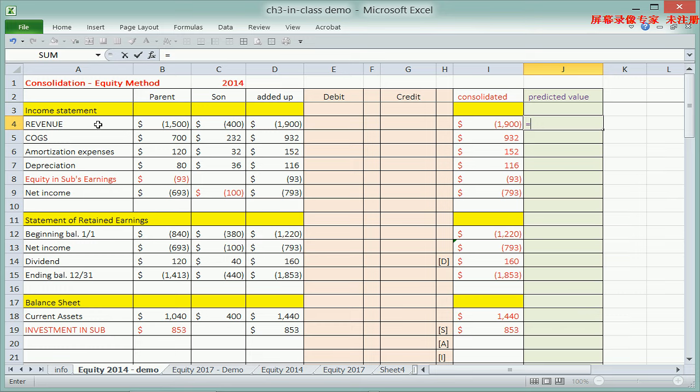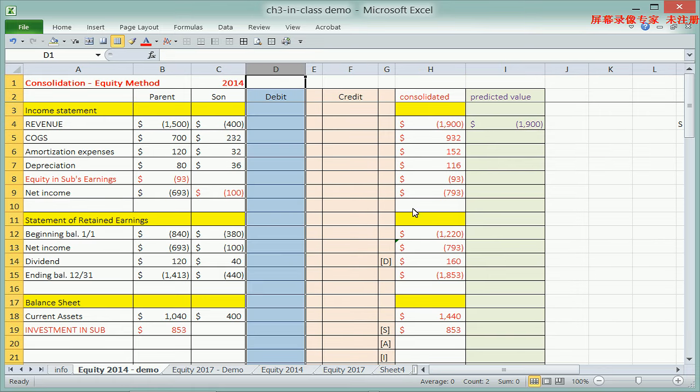The consolidated revenue, for example, would be the parent's plus the subsidiary's. Now, we don't need this column. I'm just going to delete it. So that's the predicted revenue. Cost of goods sold is the same. So it's basically the two added together.